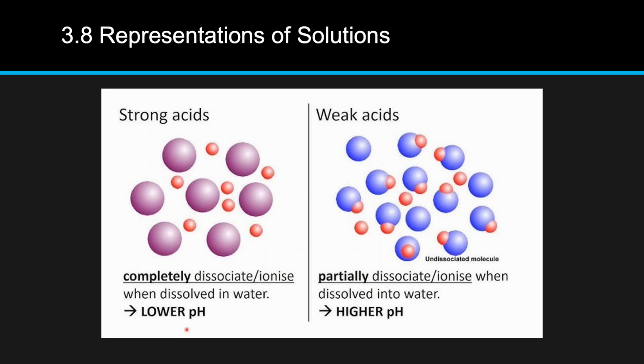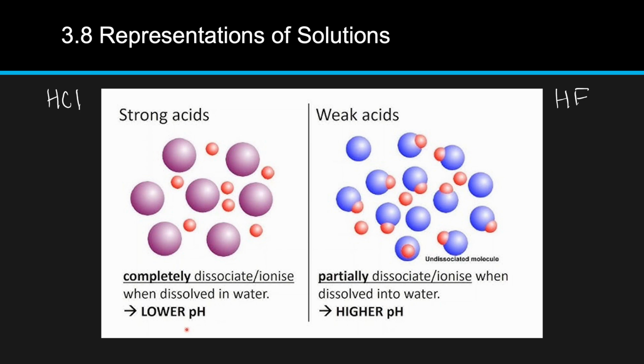So let's finally get into what this lesson is all about, which is representing solutions as particle diagrams. So here we have strong acids and weak acids. So let's pretend we're talking about HCl on the left and HF on the right. So HCl is a strong acid, which means it completely dissociates into ions. As you can see, there are no HCl molecules left in this solution. They are all separated into ions.